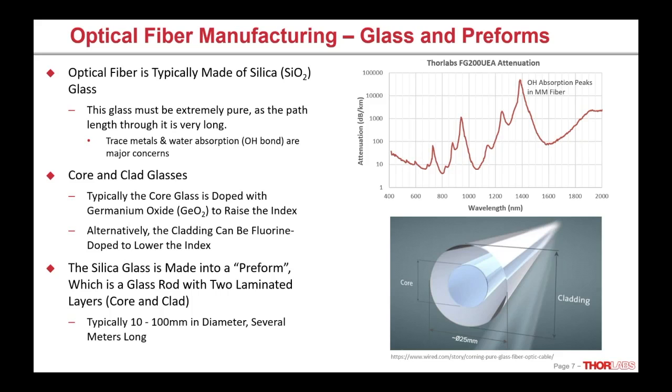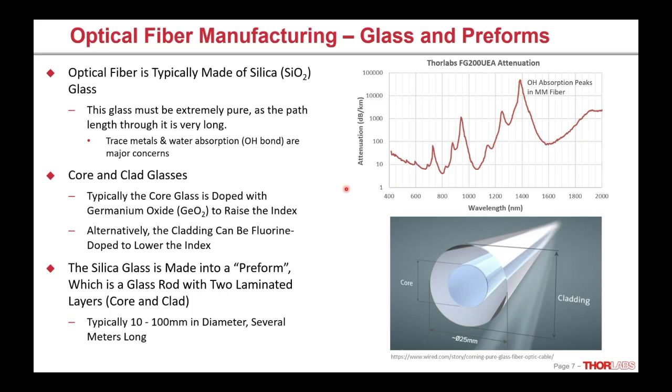But in a fiber, the whole length is glass. So it's almost like looking through a window that's 100 meters thick, let's say. And so trace absorptions become very, very important. Trace metals and also water absorption due to the OH bond are major concerns. So we take great pains to make sure that the glass used to make fiber is very pure. In the top right corner here, this graph is showing absorption or attenuation versus wavelength for a fiber, and all of these peaks are due to water absorption, just as an example.